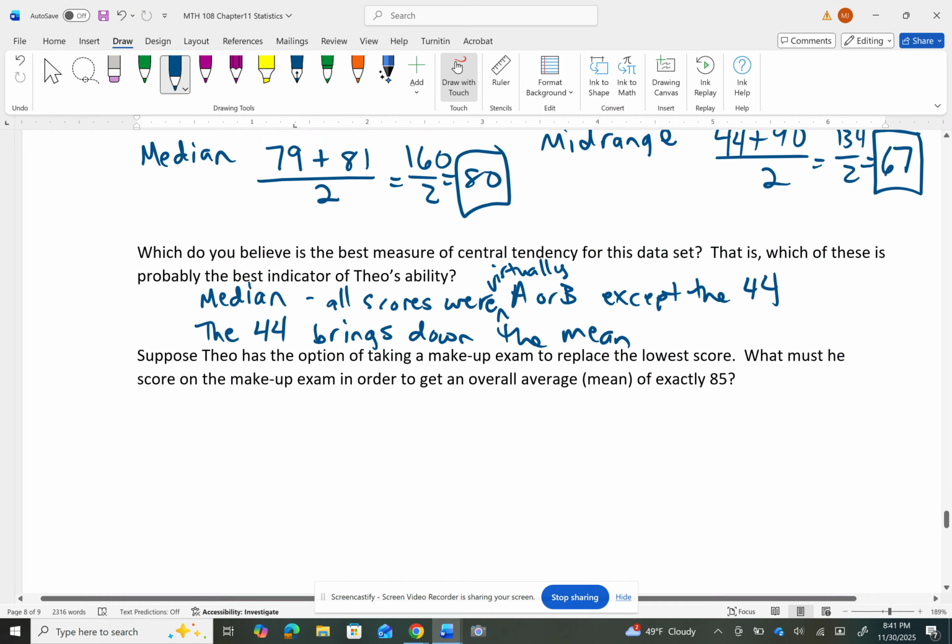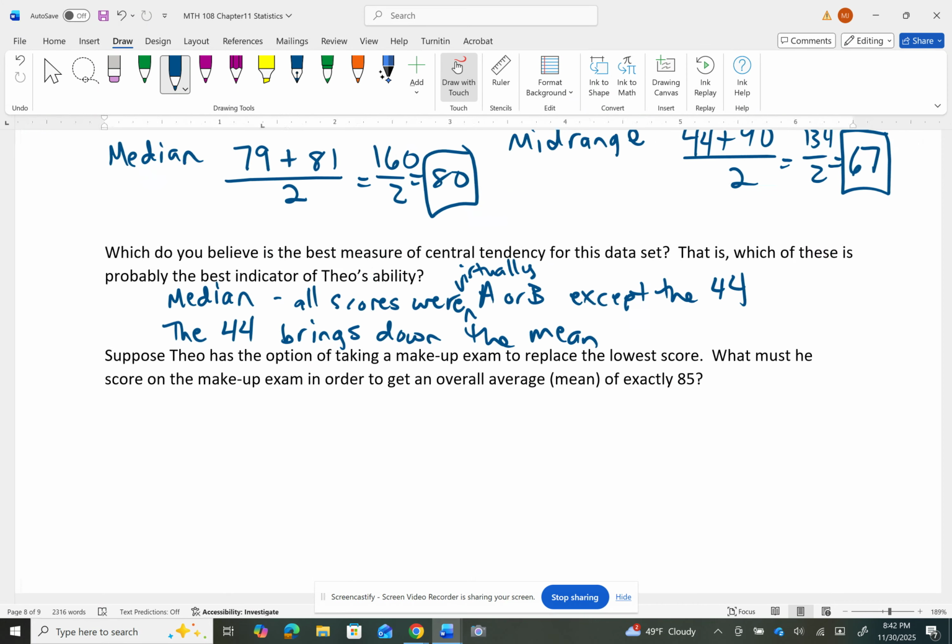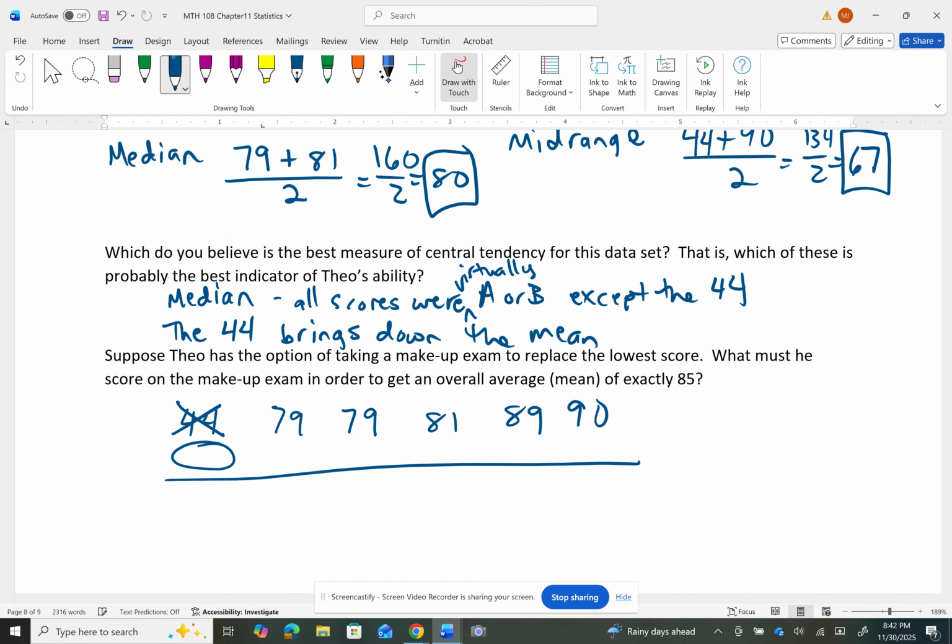Now, this question is another thing you're sometimes asked. And in fact, students often ask me this, you know, what would I need to make on the next test in order to get a such and such average? All right, so that's what we're being asked here. Okay, he's going to be allowed to replace that lowest score. So, you know, he had a 44, a 79, another 79, an 81, an 89, and a 90. And then he's going to be able to replace that one with something else, and we want the new overall average to turn out to be 85.